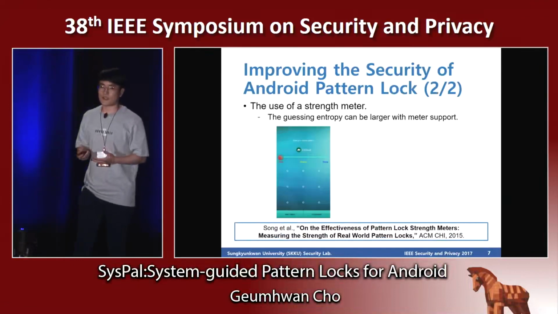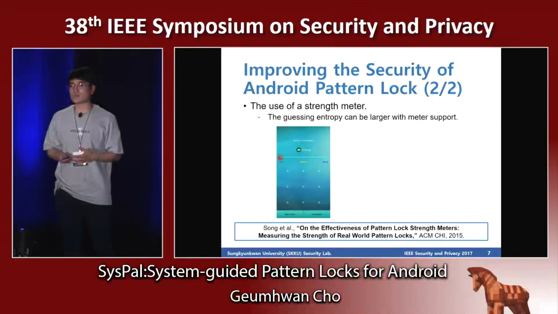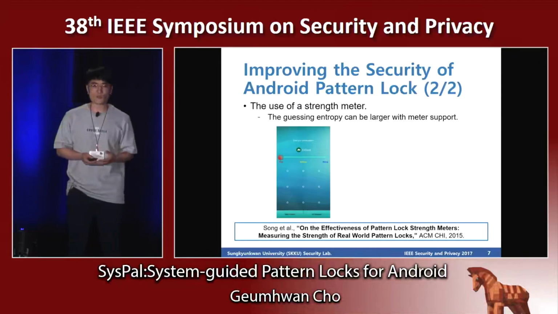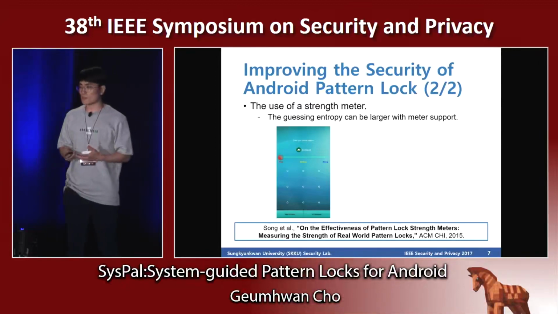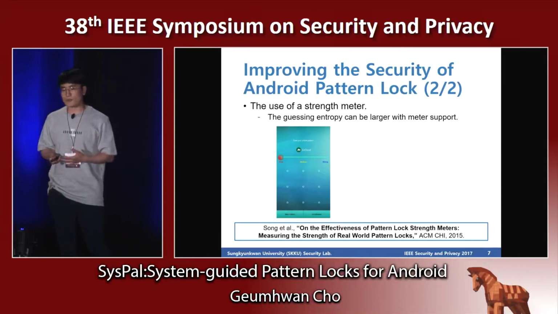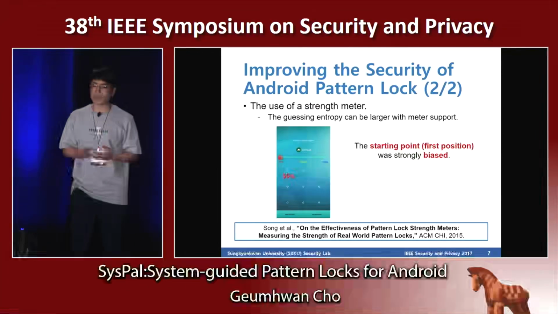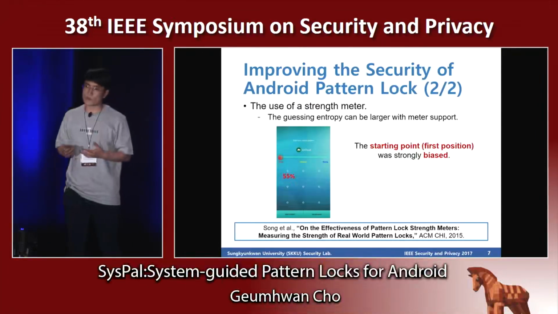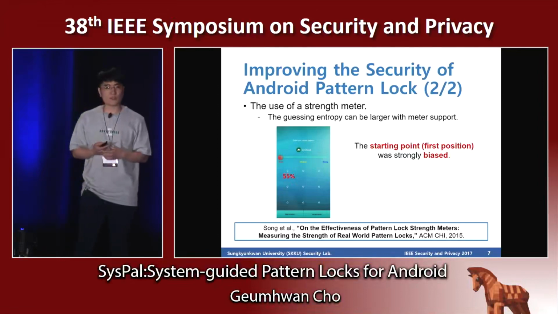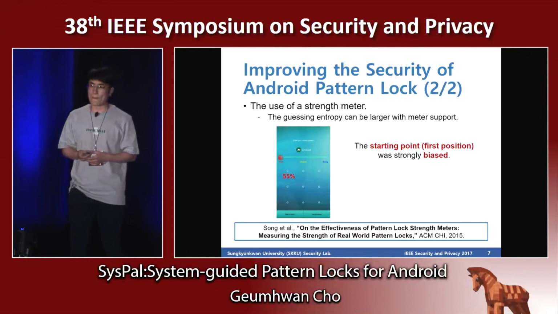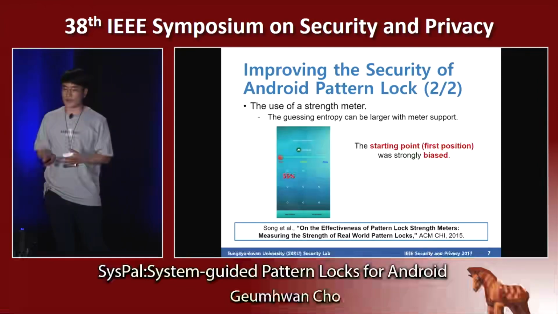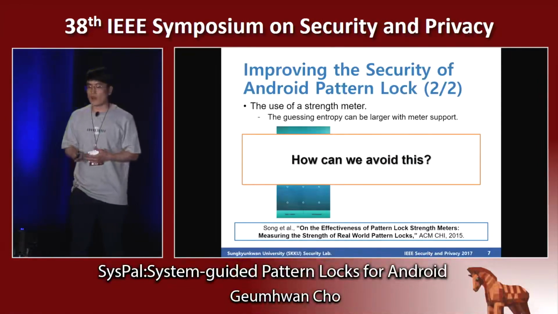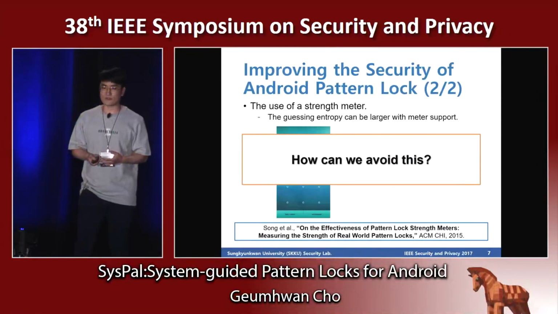Another approach is that people create a pattern with a strength meter. The guessing entropy can be larger with meter support. However, from the result, the starting point was strongly biased. If an attacker knows this knowledge, he can easily guess a user's pattern. How can we avoid this?